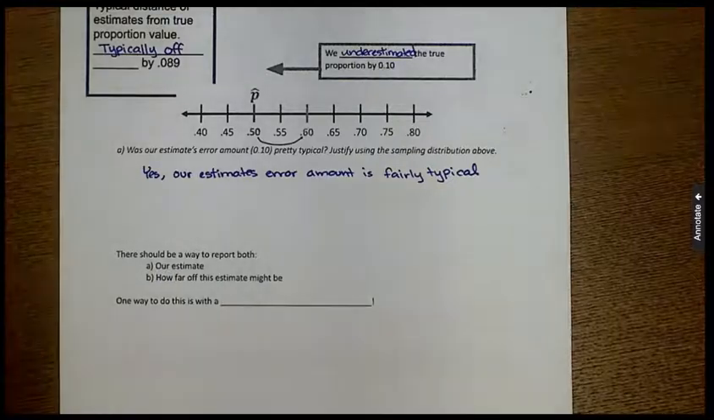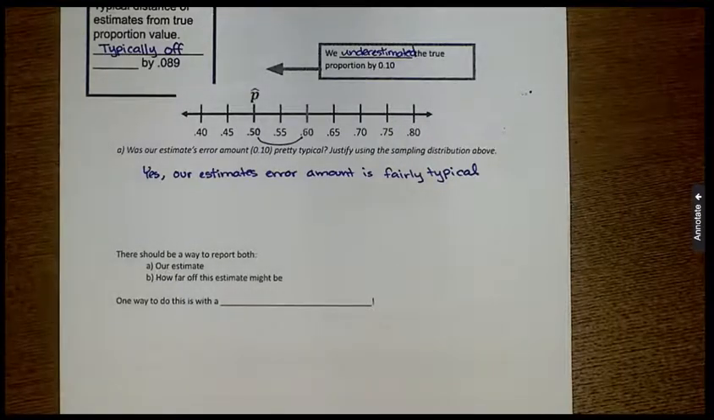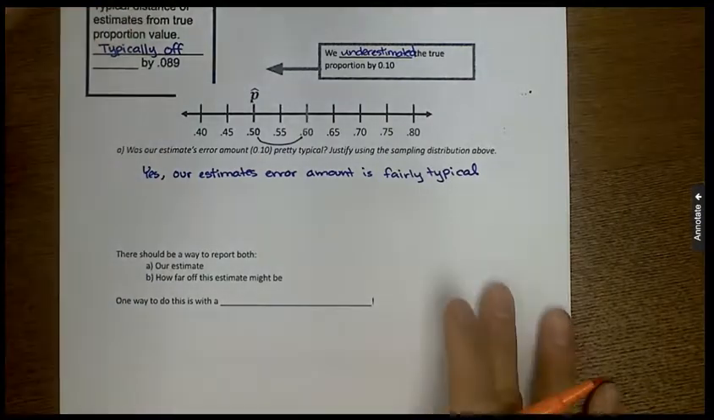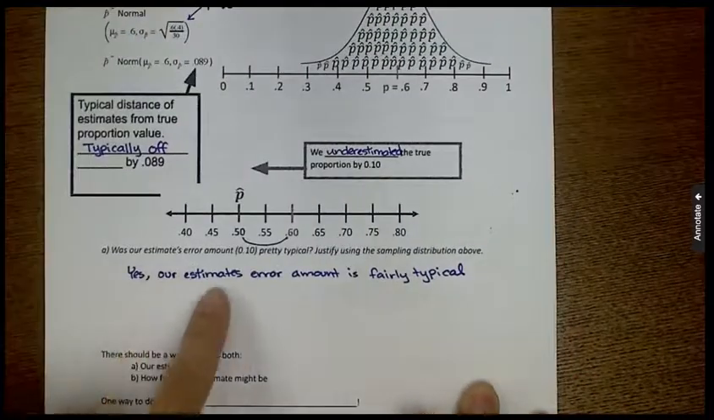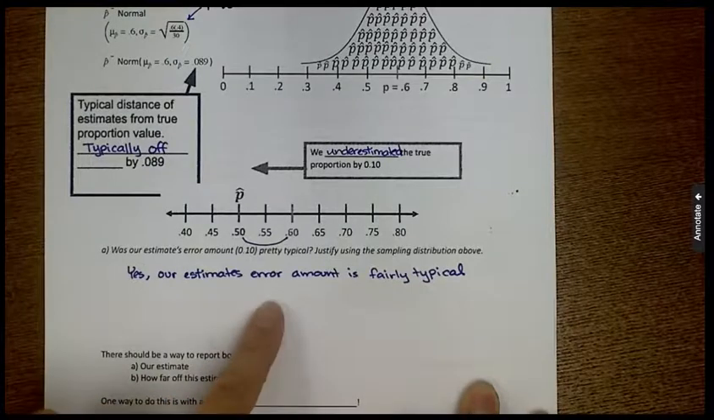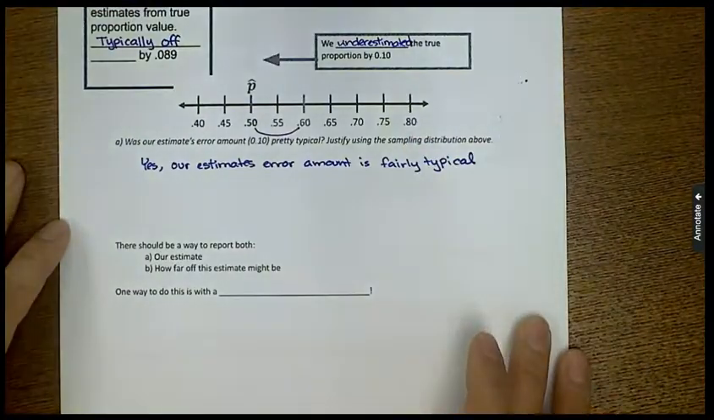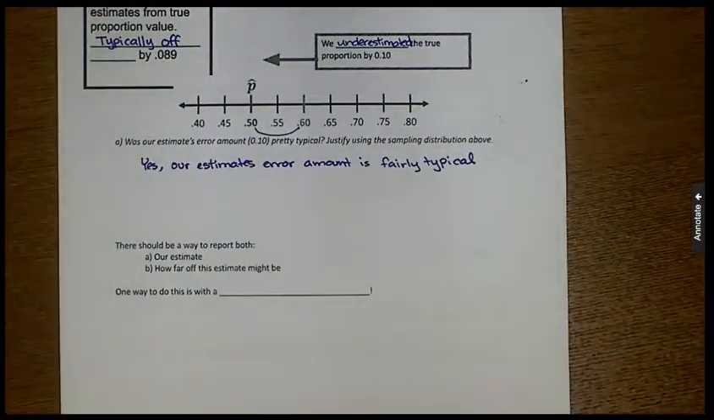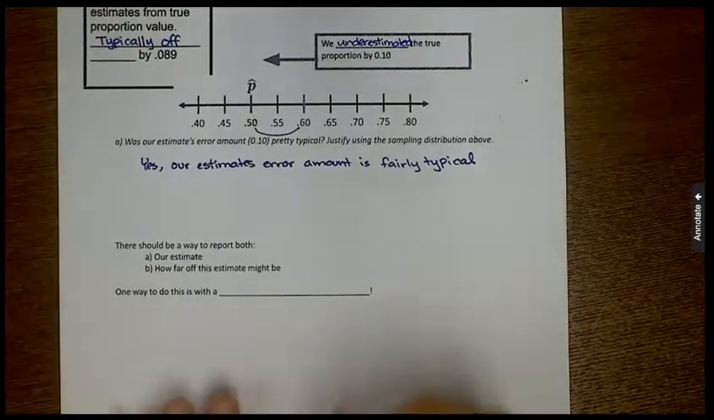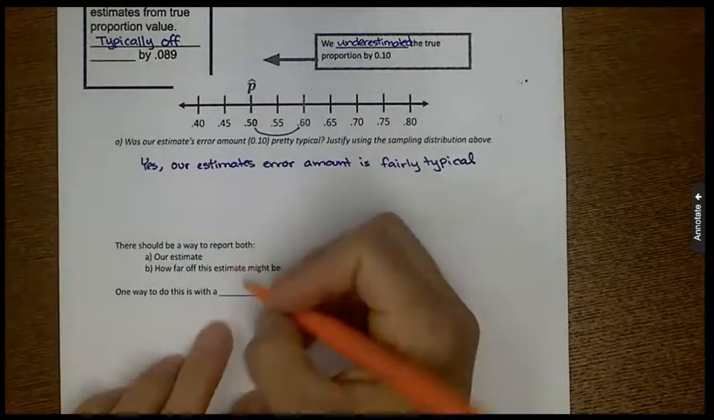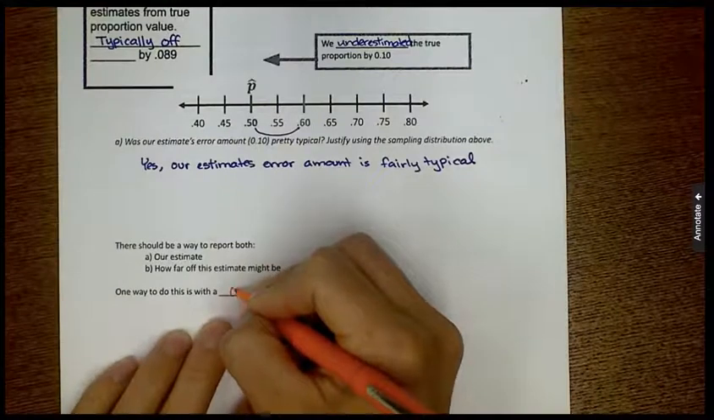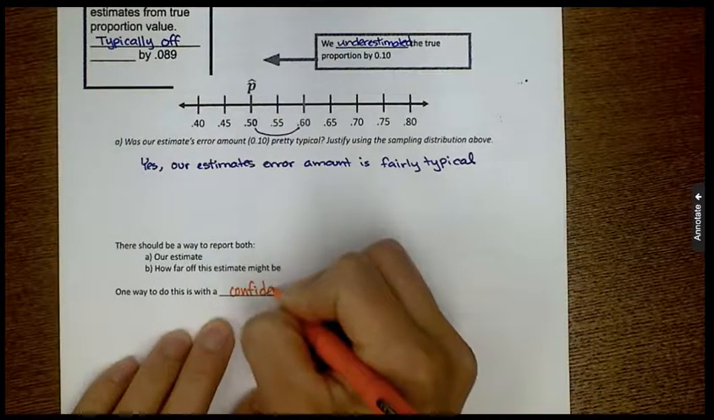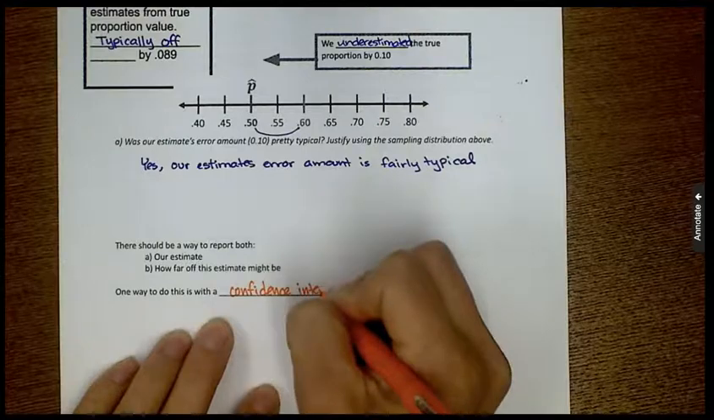Okay, so today we are going to finish up the notes we started on confidence intervals. We left off on this page where we had filled in that our estimate error amount is fairly typical. So we're going to continue on from there. There should be a way to report both our estimate and how far off this estimate might be, and one way to do that is with a confidence interval. So that's what we're going to fill in that spot right there.